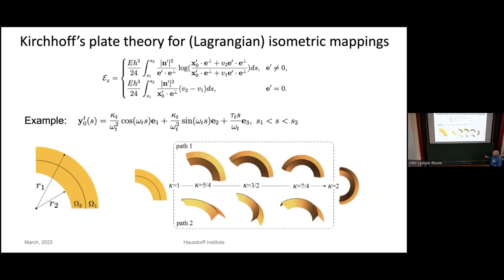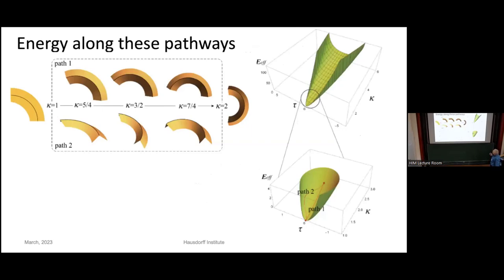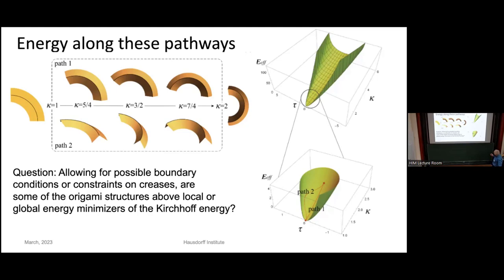So the reference state is a flat sheet with these two regions here, and the deformed state is something curved, like a circular V. And here's a pathway in which you go from this state to this state, but you do it in such a way that the tau is zero. And this is another pathway that gets you to the same state, but it has torsion, as you can see here in this pathway. In this particular family of deformations, you can plot the energy versus the torsion and the curvature of the crease. That's a nice parameter you can use. And you see that for those two pathways, the second pathway has completely different energy. You can also see these surfaces have singularities, and there's a lot of interesting things to look at with regard to the energy of these structures.